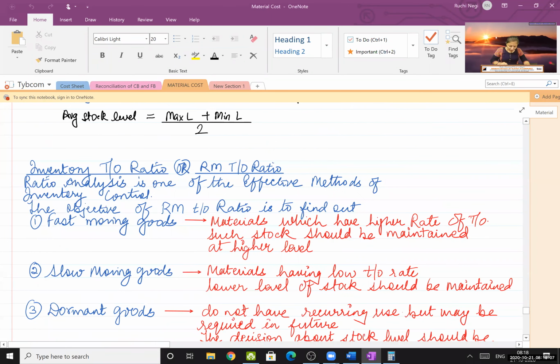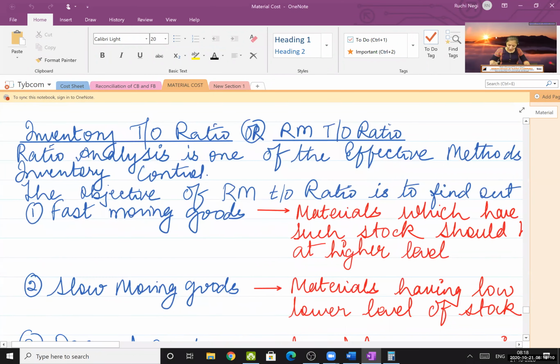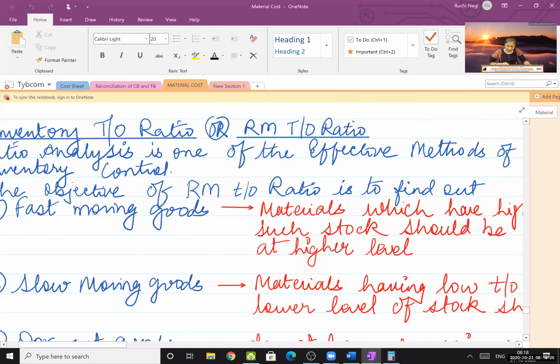Let us today start with this raw material turnover ratio. Now, this you must have done in your second year ratios chapter, no? Stock turnover ratio. But I am going to deal with only raw material turnover ratio because the chapter is material cost.